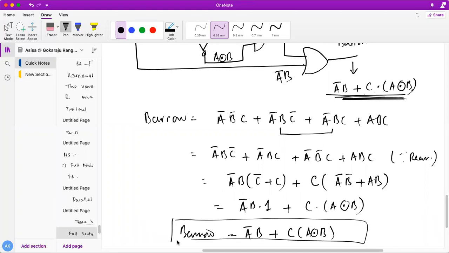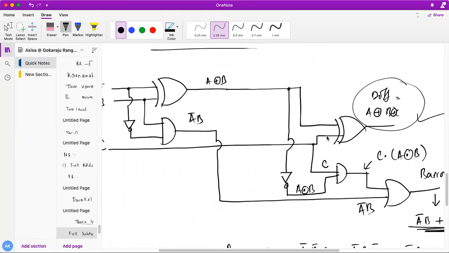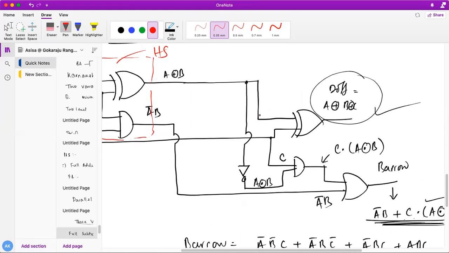Just see here, whatever I was claiming earlier, the same equation I have obtained from the borrow equation only. So I can say that finally whatever I have designed here is my full subtractor. Am I correct, students? So see here, what am I doing? It is having two half subtractors. This is one half subtractor, and this is another half subtractor, from here to here, including this. Finally, this is with another OR gate.